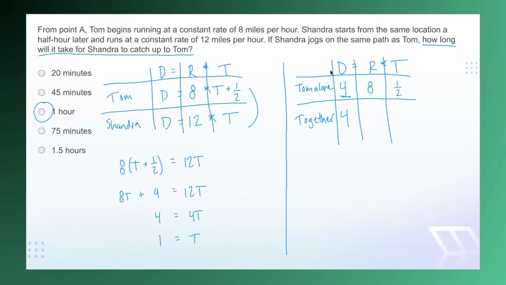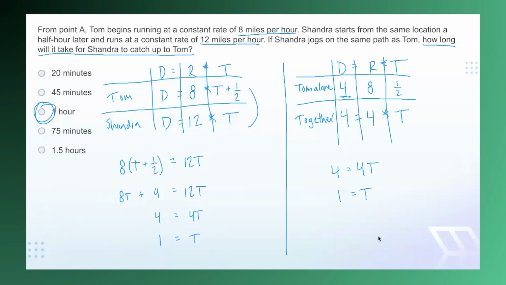So the speed for this row is going to be Chandra's rate, or 12 miles per hour, minus Tom's rate, or 8 miles per hour, for 4 miles per hour. And then T is what we are solving for. So pulling this equation out, we get 4 equals 4T. Divide both sides by 4, and we get 1 equals T, or answer choice C.